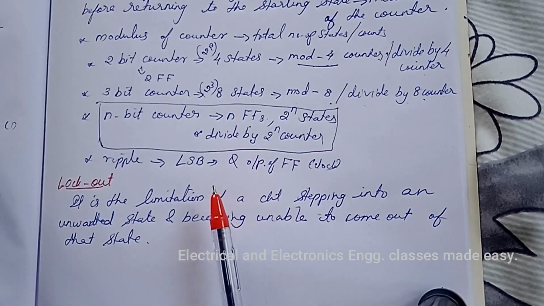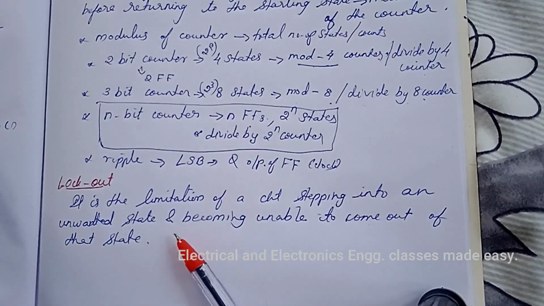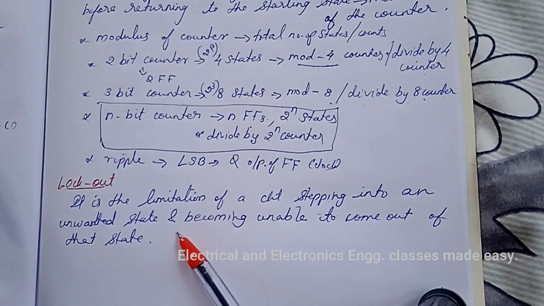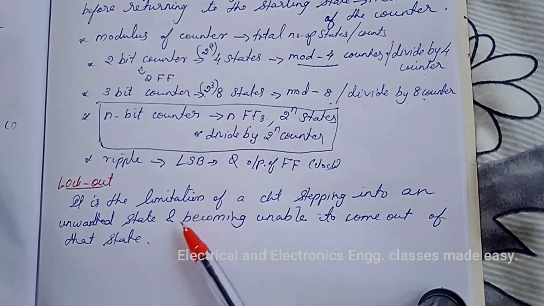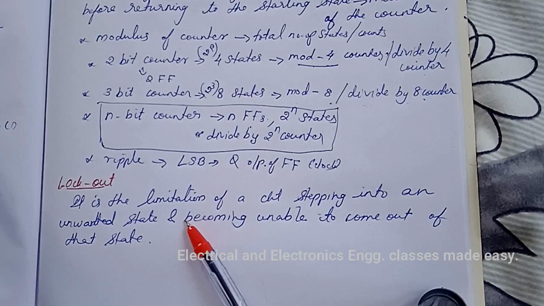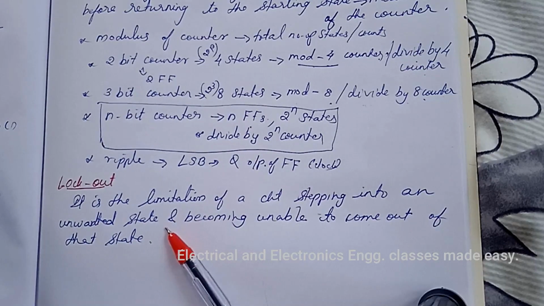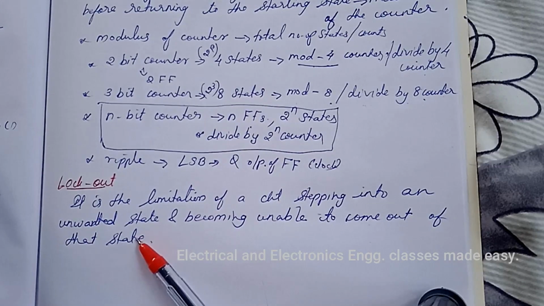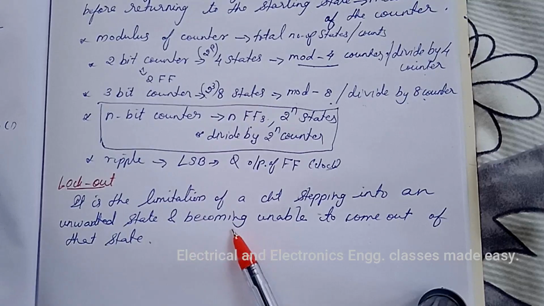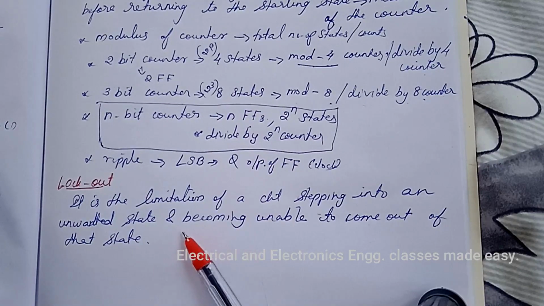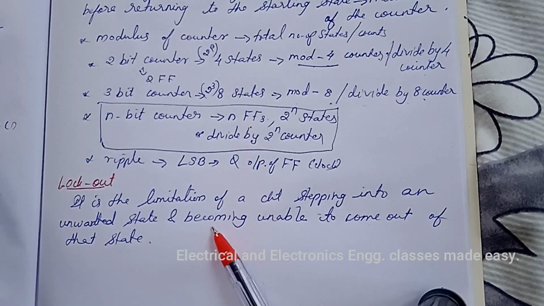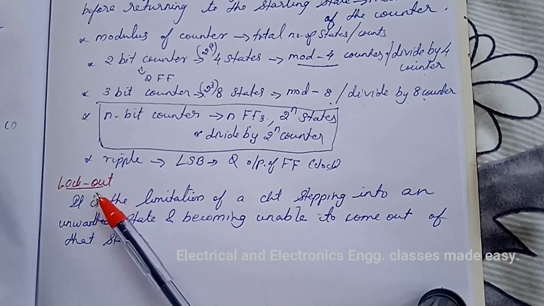That is, because of noise spikes, the counter may find itself in some unused state, and subsequent clock pulses may cause the counter to move from one unused state to another unused state, and the counter may never come to a valid state, and that is called lockout.